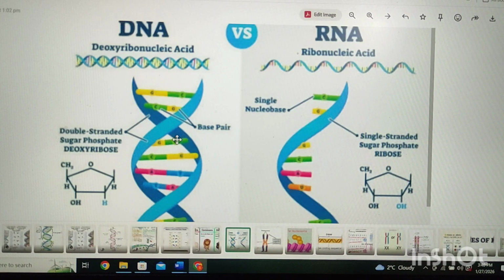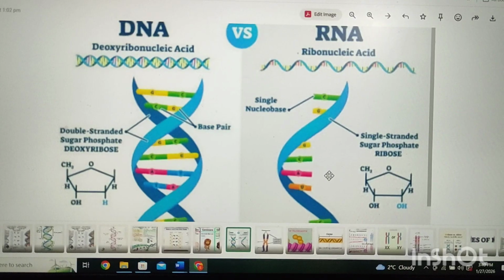Its base pairing: adenine always pairs with thymine, and guanine always pairs with cytosine. Its role in heredity is to carry hereditary characteristics. So all these points, some of which we discussed in the DNA lecture, complete the comparative points for DNA when we compare it with RNA. Now let's come to RNA.